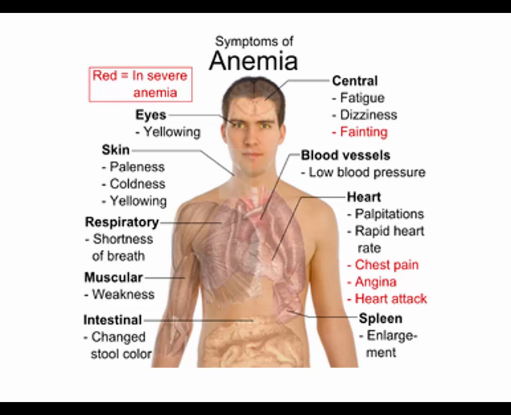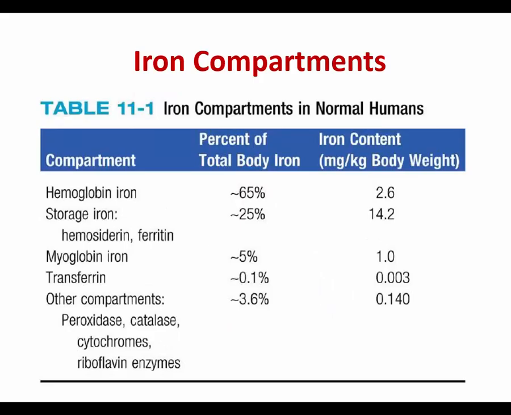Good question. Others? Okay, so you understand what's going on with the anemia, but you've got to find out what the cause is. That's what we've got to do in here. And this is the information: 65-75% of the iron in your body is going to be in the hemoglobin.